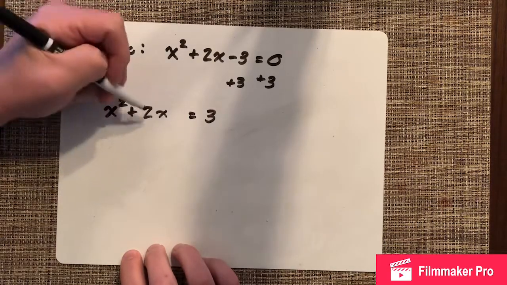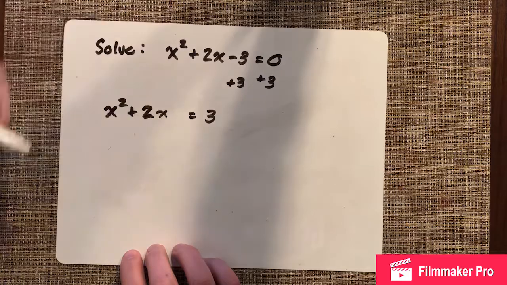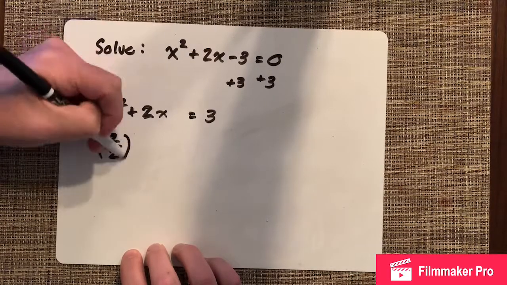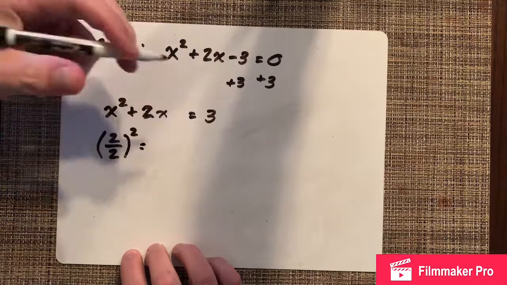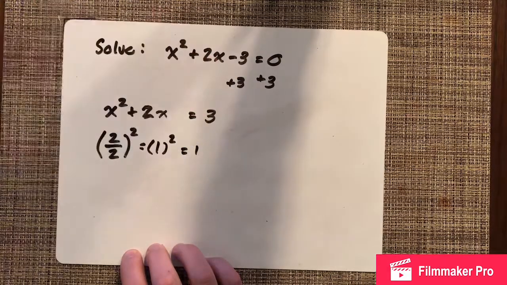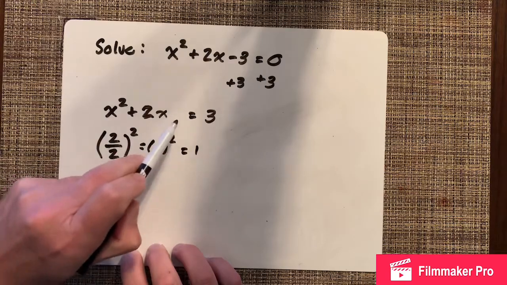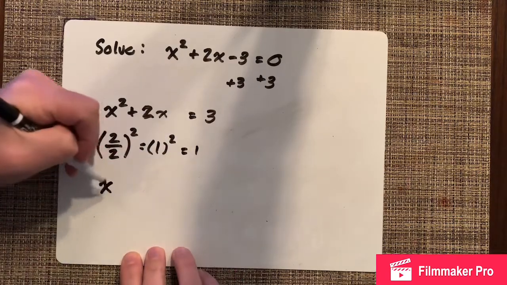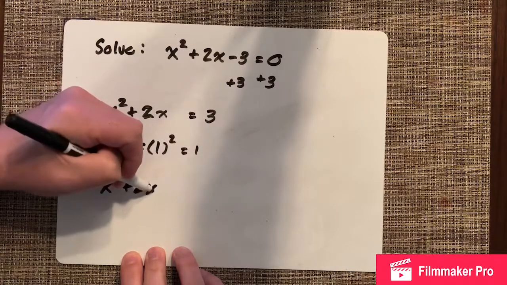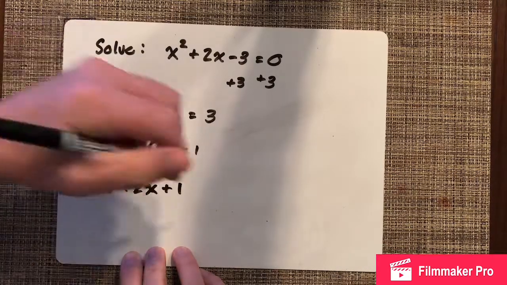So we have a 2 in the middle, which is even, and that's nice. So we're going to take 2, divide by 2, always divide by 2, and square it. So we get 1 squared, and that equals 1. Okay, so that number is going right here. So x squared plus 2x, and then plus 1 equals 3.